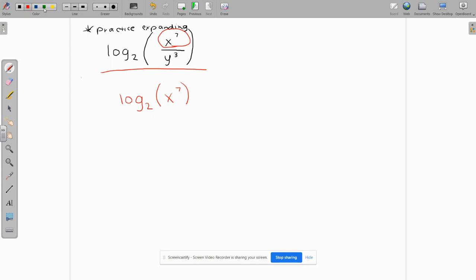Now, because of the rule of division and subtraction, in order to divide, I'm going to be subtracting this next log. So again, it'll be log base 2, and then whatever is on the bottom. So we are dividing by y cubed. That means y cubed would follow x to the 7th. And it's subtraction again because you are dividing. So this looks already pretty expanded, but we can go even further.